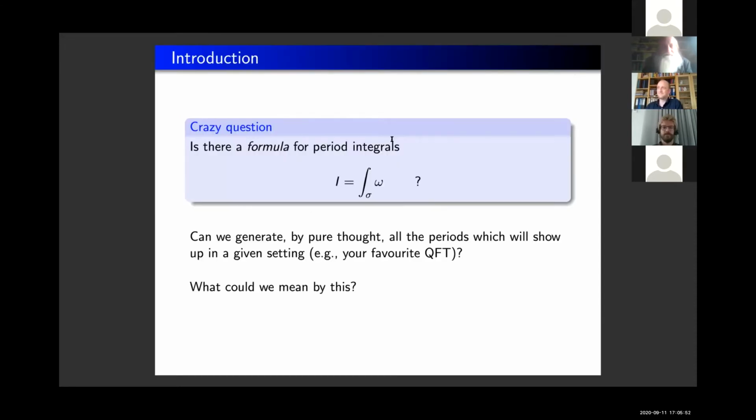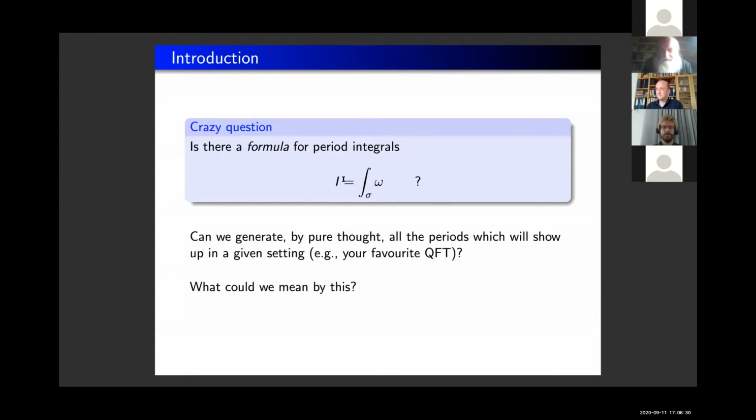Okay, so let me begin with a bit of provocation, and I'd like to raise a completely crazy question, which is: is there a formula for period integrals such as the ones we've seen in this conference? So here, omega is an algebraic differential form on an algebraic variety defined over the rationals, let's say. And sigma is a chain of integration whose boundary is contained in some algebraic subvariety.